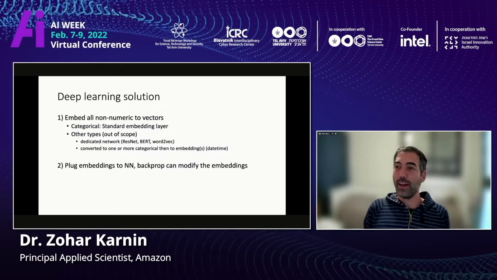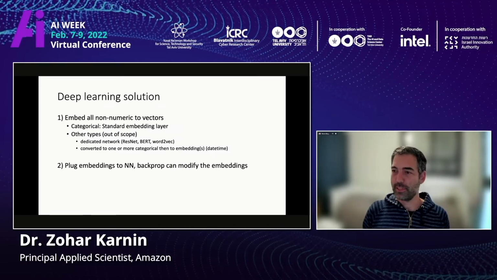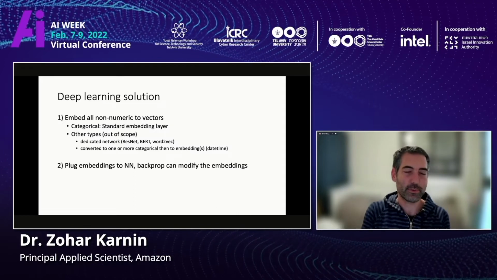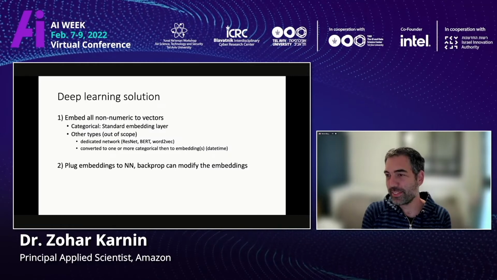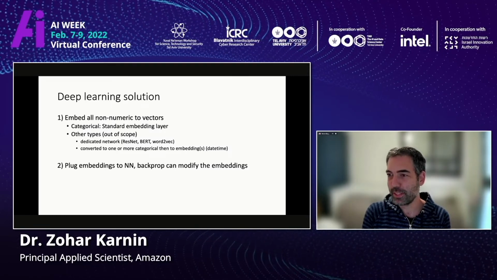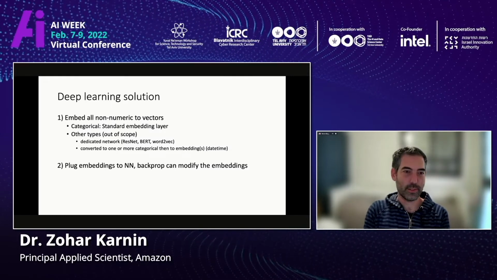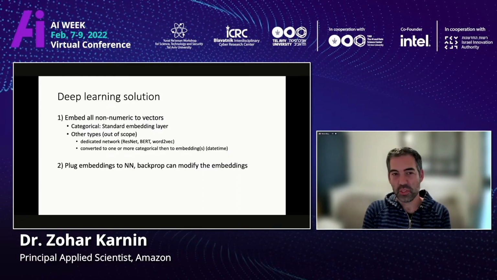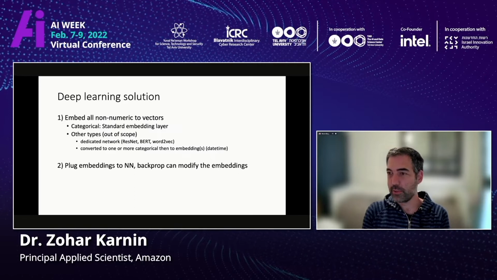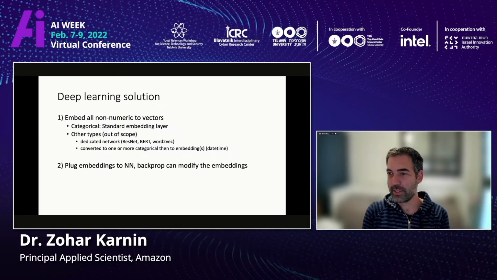Now, how do you do this? At least in deep networks, and this is kind of true for non-deep networks as well, you have to move to numbers, because deep networks, at the end of the day, manipulate numbers. Numerics are fine. For categorical, we usually use a standard embedding layer. Every category gets a vector.